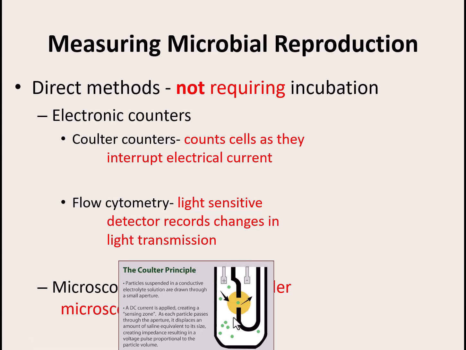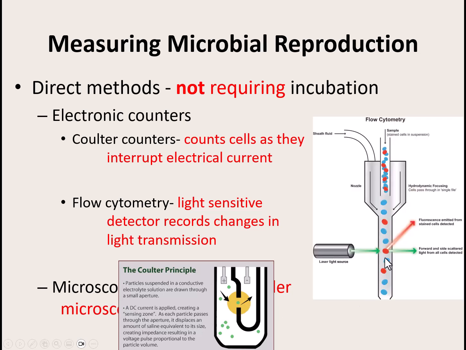Flow cytometry is very similar, except instead of interrupting an electrical current, it interrupts a laser light source. So we can still put bacteria in a fluid, we can shine a light through that fluid, and anytime that light hits a bacteria, it will bounce in a different direction, and there's an instrument that's recording that. So the more bacteria cells there are, the more bouncing of that light source, and you're getting an estimate of how many bacteria cells are actually in the fluid.